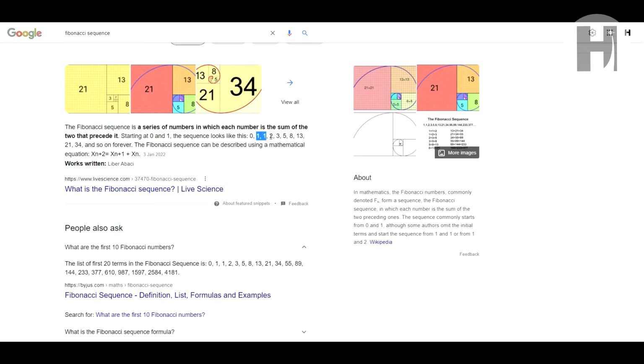Now, 1 plus 1 equals 2. You have a 2 after the second 1. Then 1 plus 2 equals 3. That's why you have 3 over there. 2 plus 3 equals 5. That's why you have the 5 over there. Okay, and so on and so forth to infinity. Basically, this is the Fibonacci sequence.